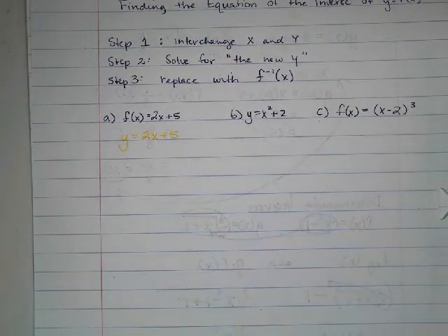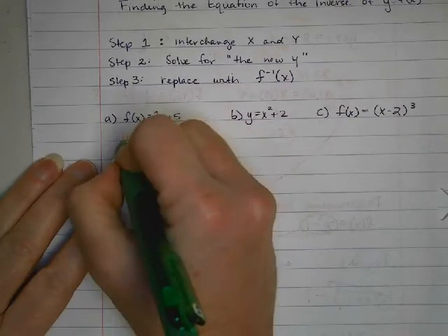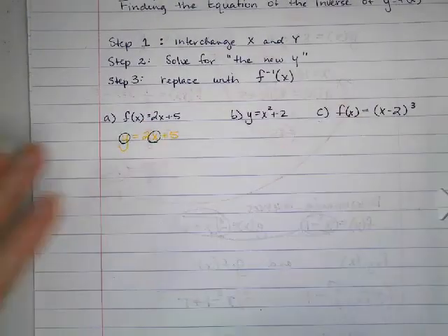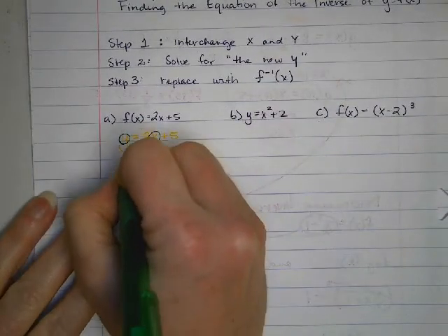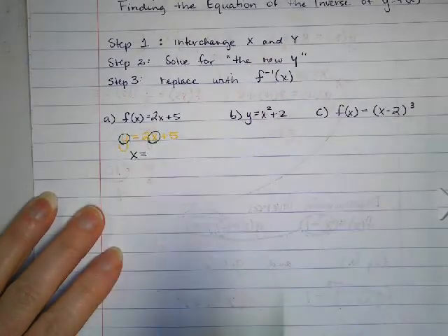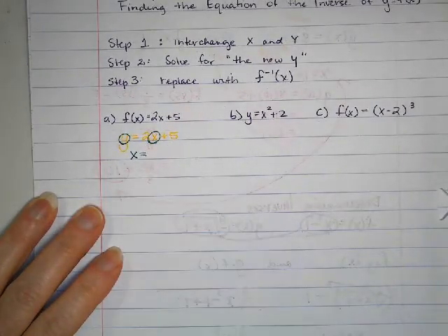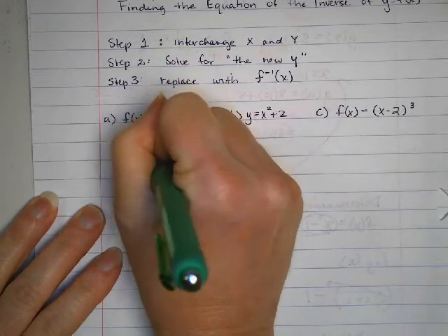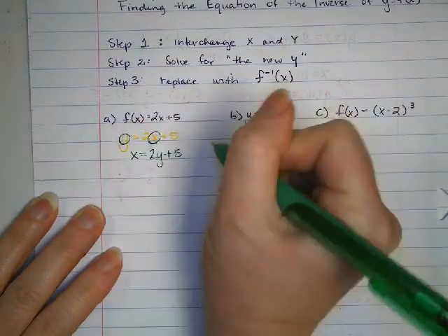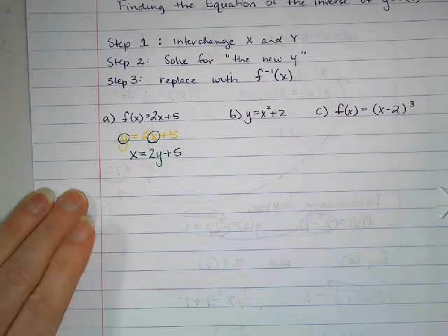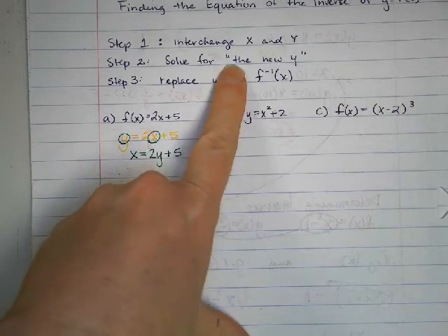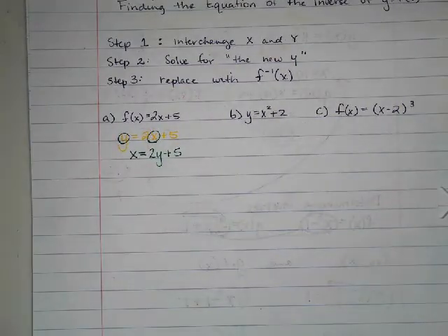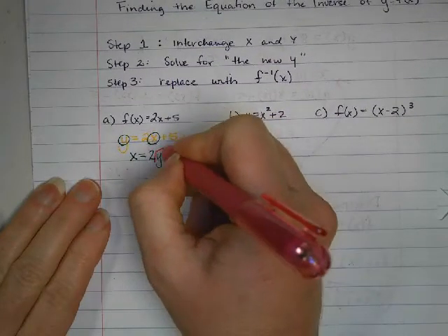So now that I have y equals 2x plus 5, now I can interchange x and y. So I'm literally taking x and y and swapping their places. So it's going to be x equals, nothing else in the problem moves. So 2y plus 5. The next step is to solve for the new y, which means I am getting this y by itself.